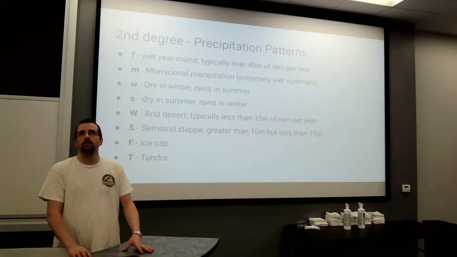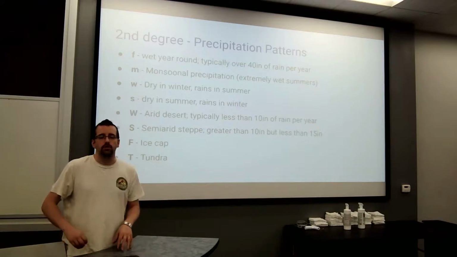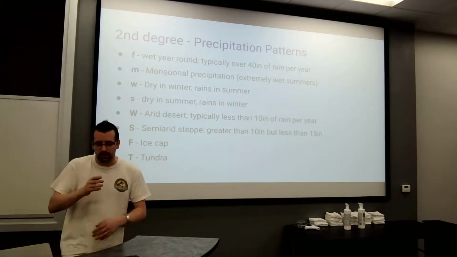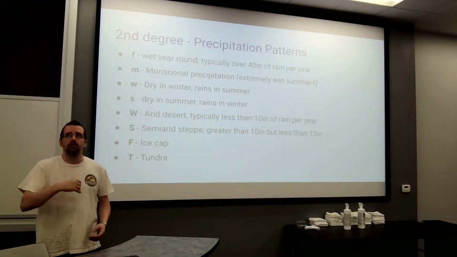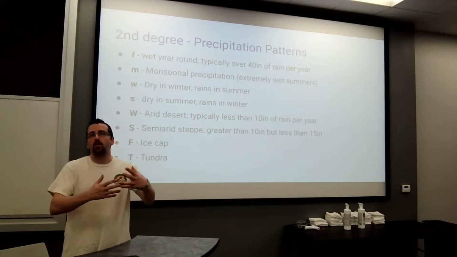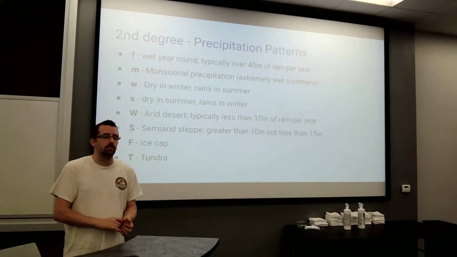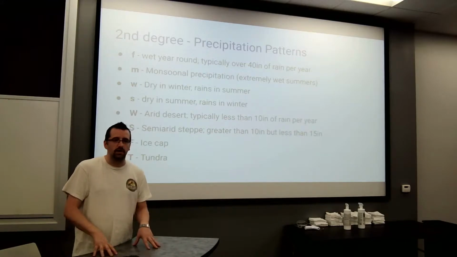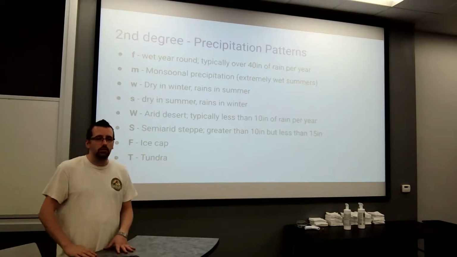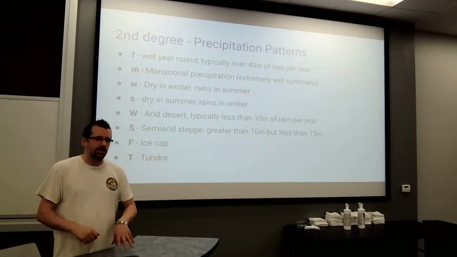Okay, let's move along. All right, so now we have your second degree. When you get that first classification, right, when you classify it as A, B, C, D, or E, you will then have to go to the precipitation to get your second letter. So you have your F, which is wet year-round, and this is typically places with extremely heavy rainfall. Again, typically over 40 inches of rain per year. That's a lot of rain. Also, your monsoonal precipitation. This is particularly common in Southeast Asia, India, Korea, places like that, where you get a lot of precipitation all at once, and then typically the rest of the year you don't get as much rain.